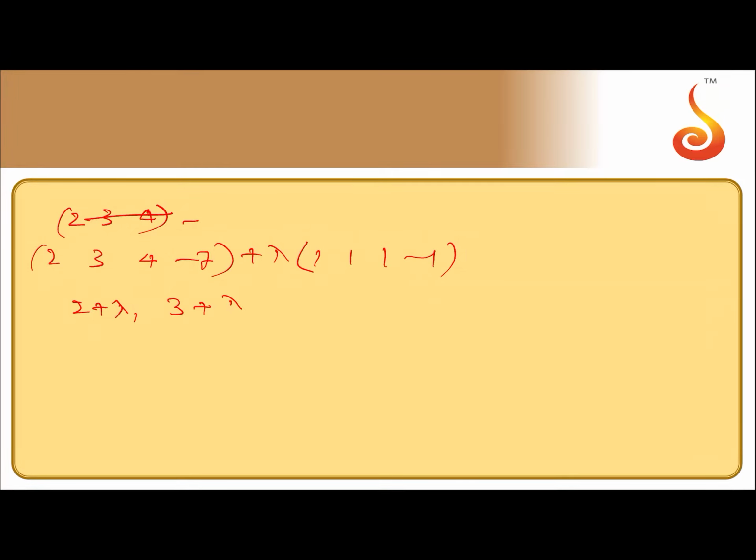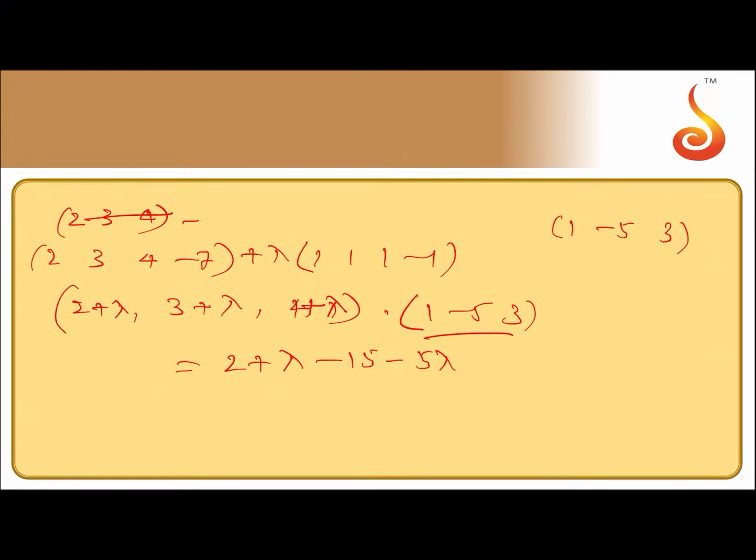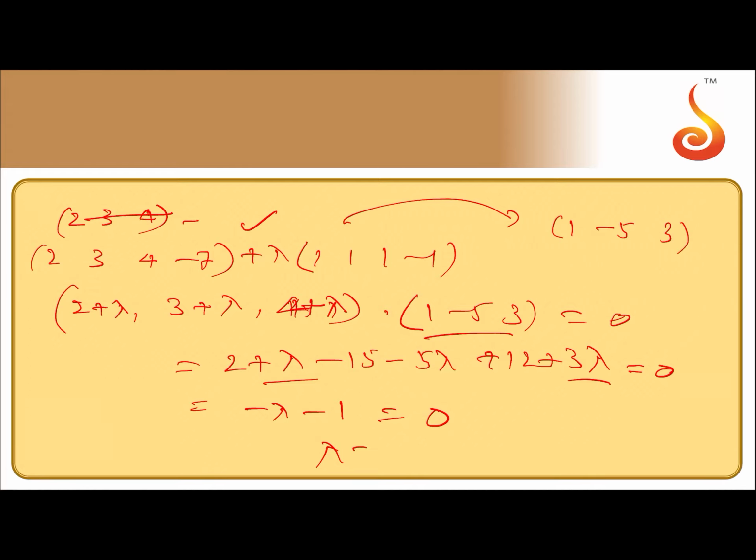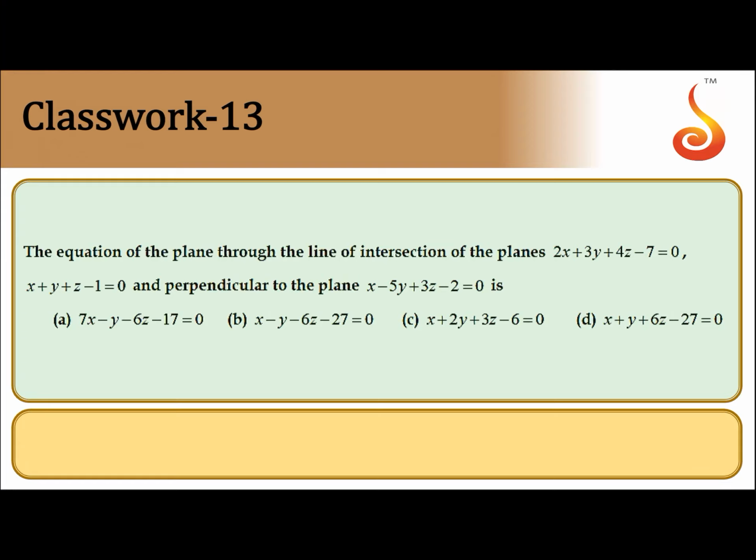Of course, we require the DRs 2 plus lambda, 3 plus lambda and 4 plus lambda, and the dot product with 1, minus 5, 3, the DRs of the normal to the third plane. That is 2 plus lambda minus 15 minus 5 lambda plus 12 plus 3 lambda, that is 14 minus lambda minus 1 minus lambda, and that must be equal to 0, dot product, because this plane is perpendicular to the third plane, and therefore lambda is equal to minus 1.